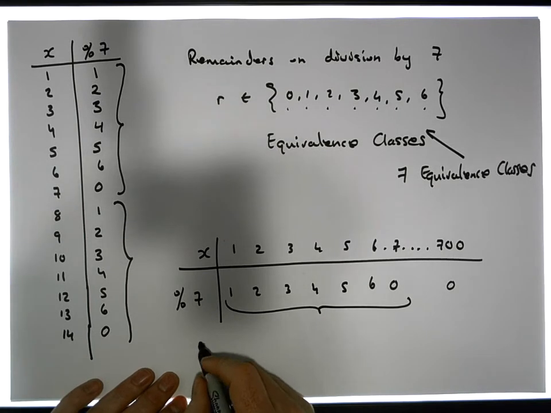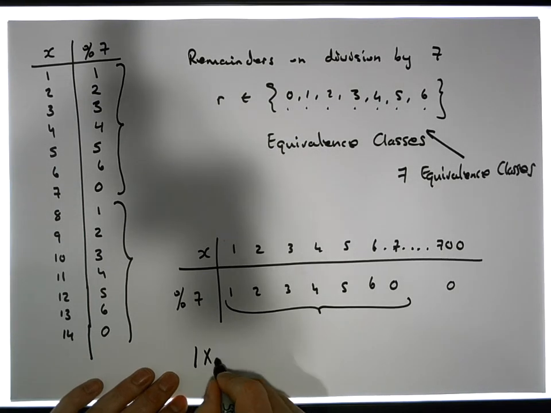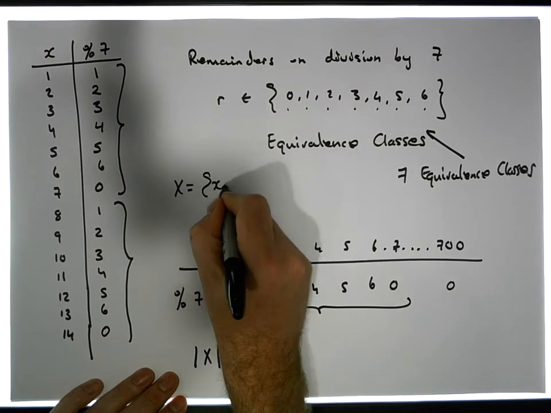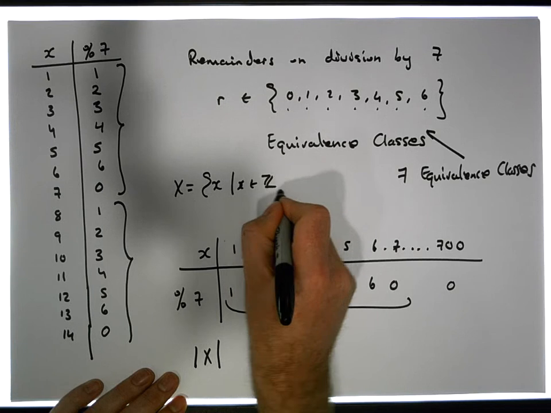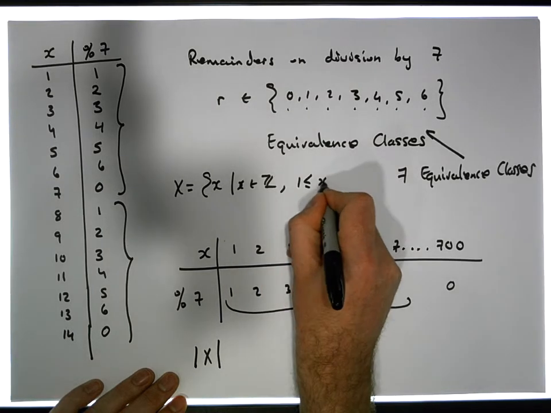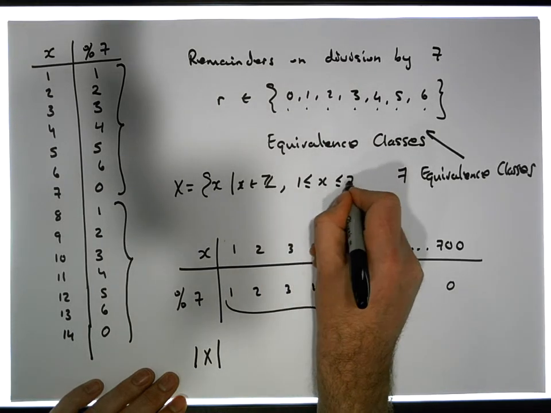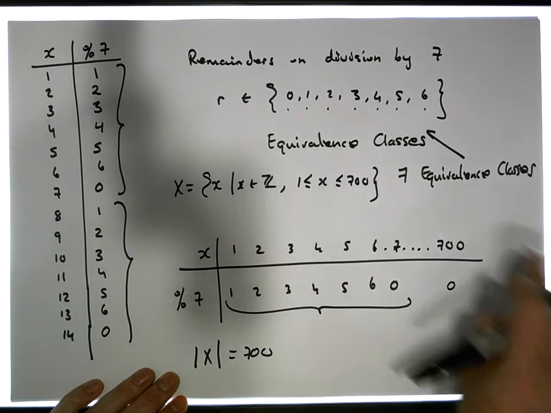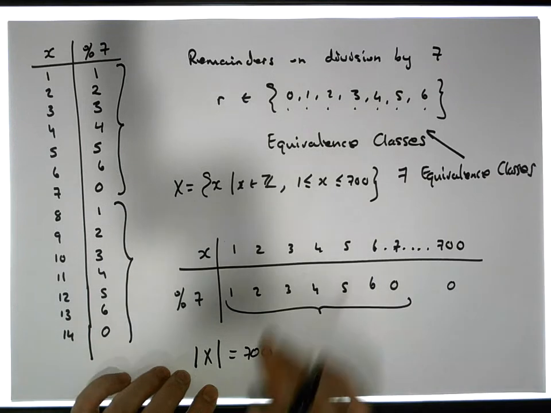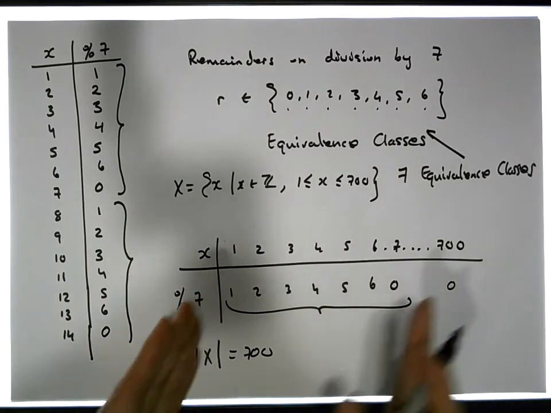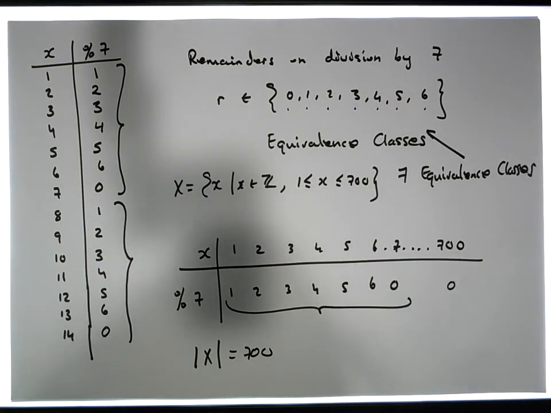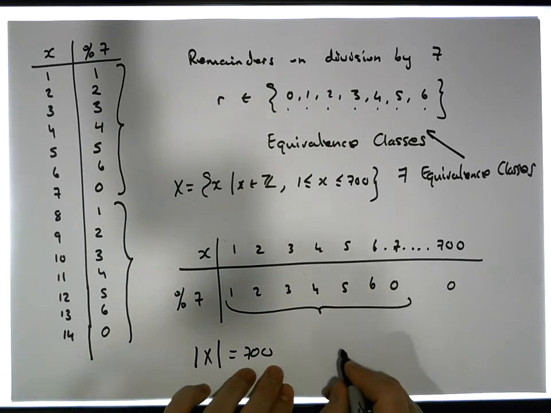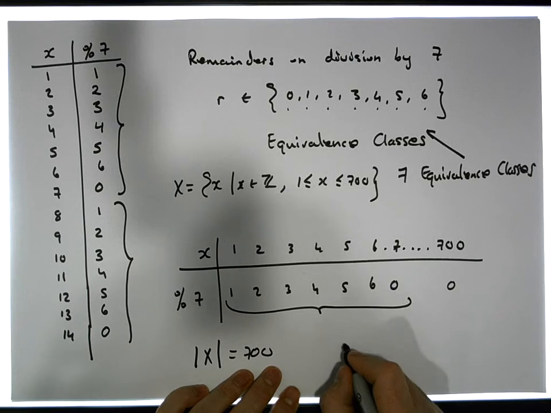So the cardinality of this set X, and recall that X is the set of x's such that x is an integer and x is greater than or equal to 1 and less than or equal to 700. And we know the cardinality of that is 700. There's 700 values in here. So when we divide by 7, how many of these possibilities? There's 7 different classes. So what I'm really trying to get across here is the size of the set of divisors.